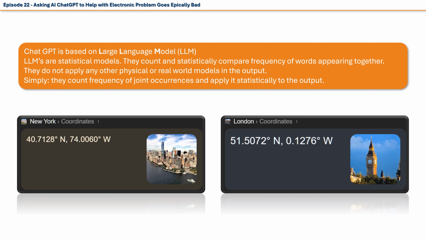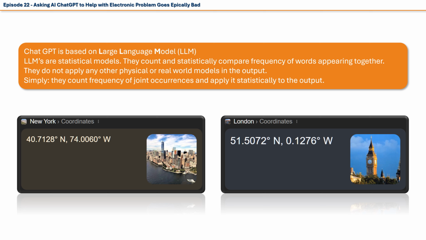First, ChatGPT is based on Large Language Model, or LLM for short. LLMs are statistical models. They determine how frequently words appear next to one another in the sentence. For example, in most literature you get words South and London together frequently. Same goes for North and New York.